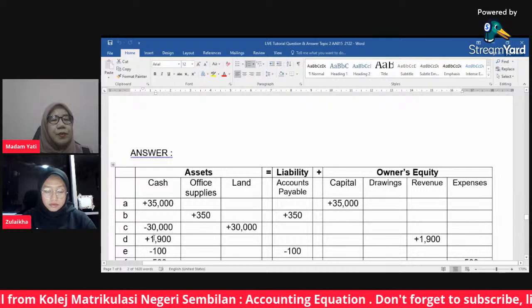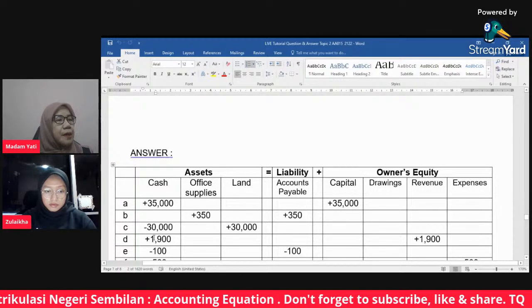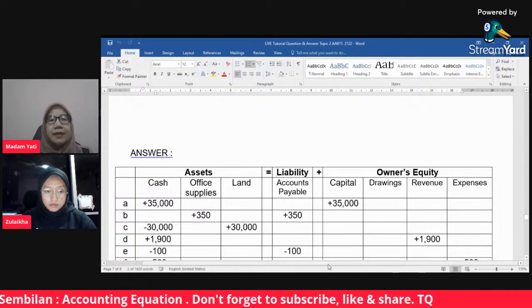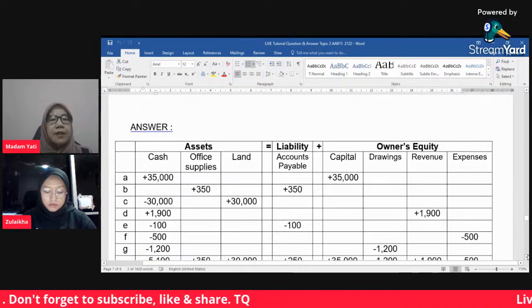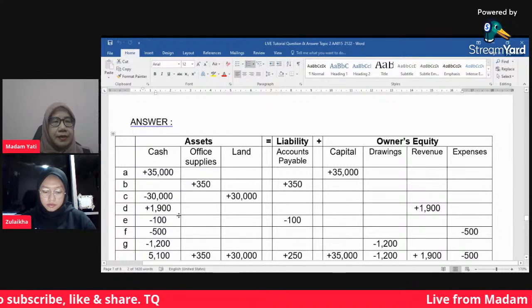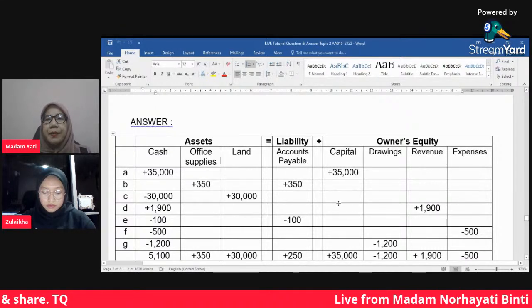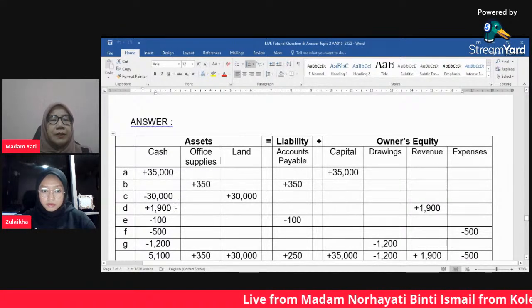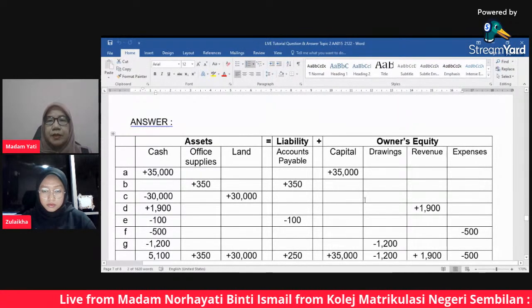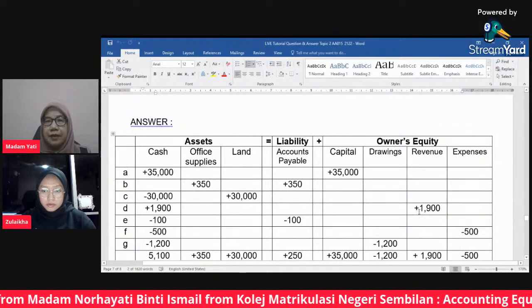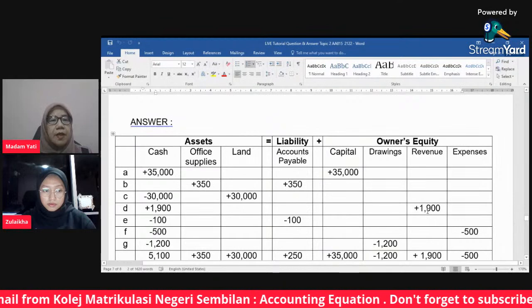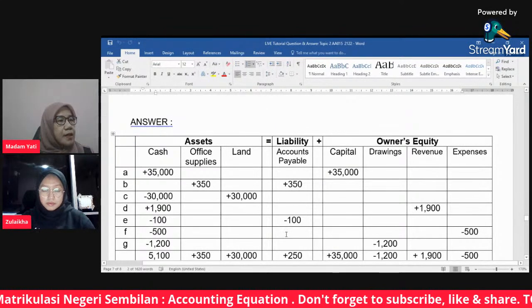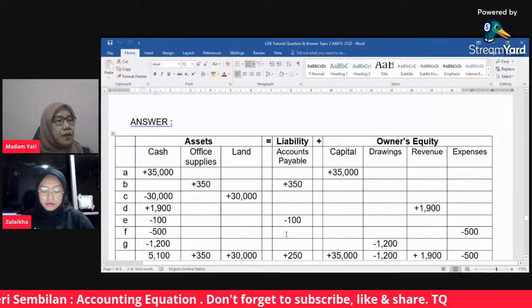Okay, the next one, D, locate apartment for client. Okay, kita locate the apartment for client, the customer. Bila kita locate, you receive cash. And at the same time, we receive revenue. So increase in cash and at the same time equals to increase in revenue ataupun increase in owner's equity, column mana? Revenue.